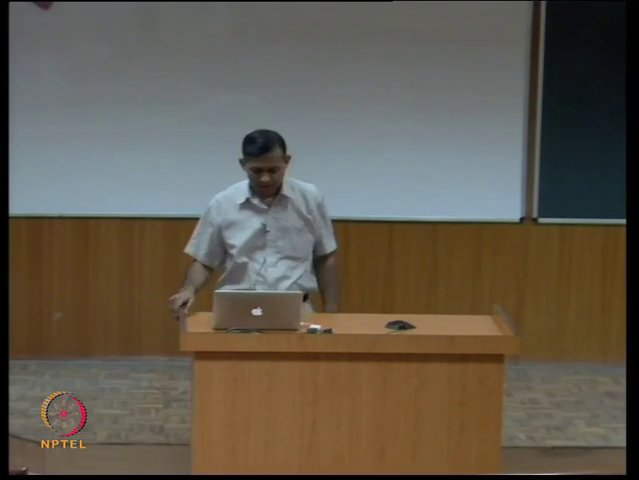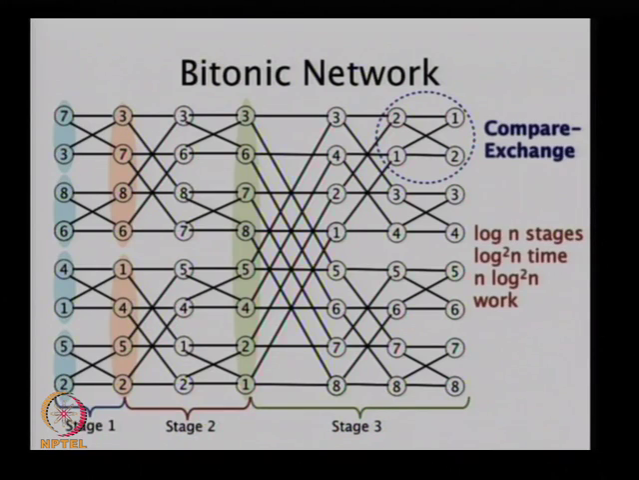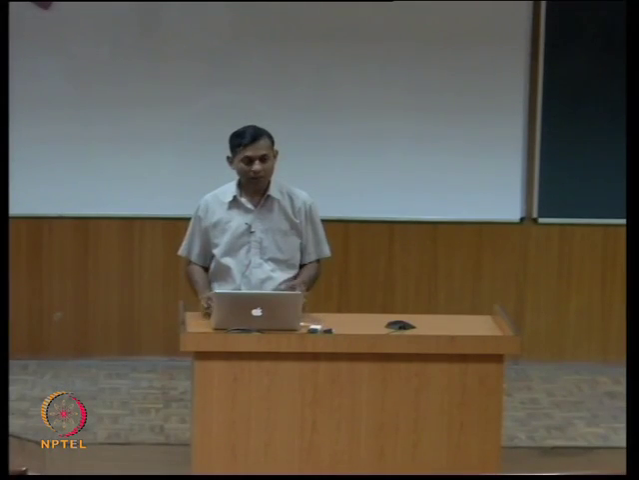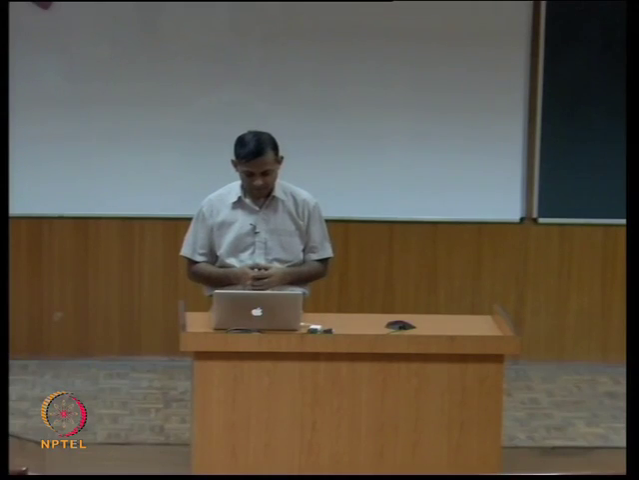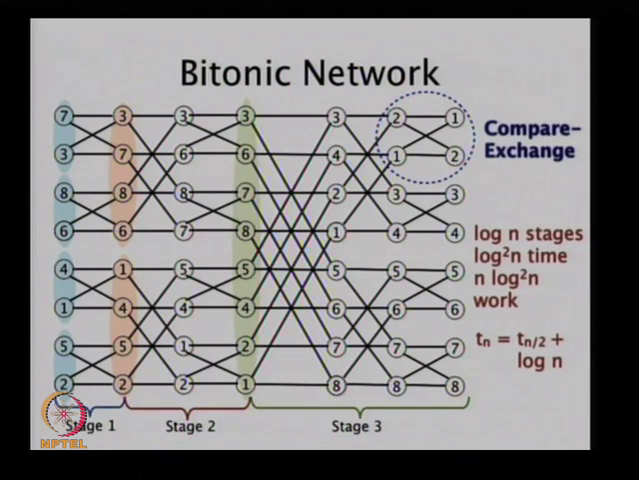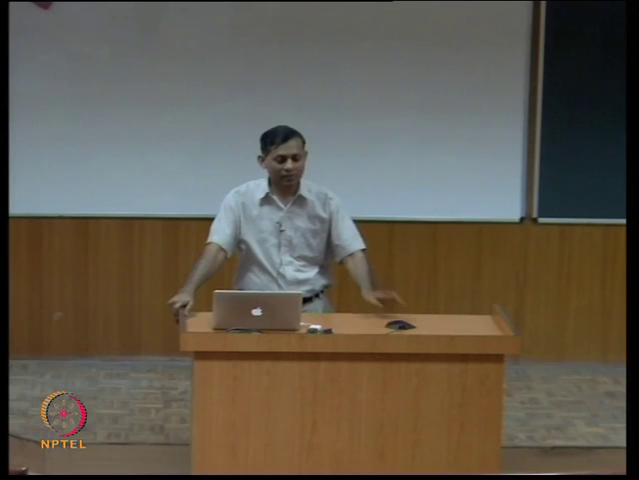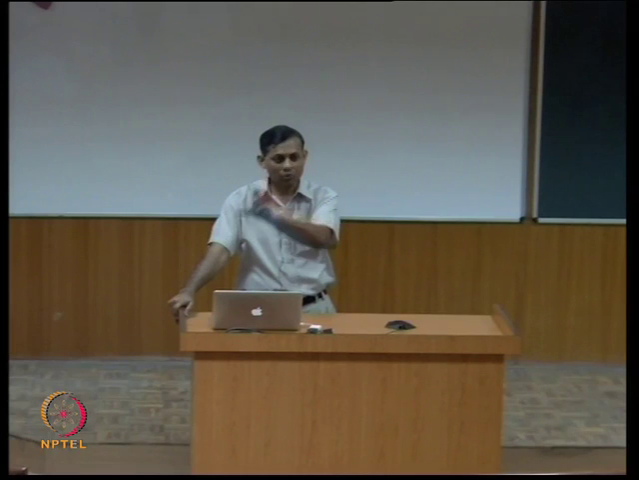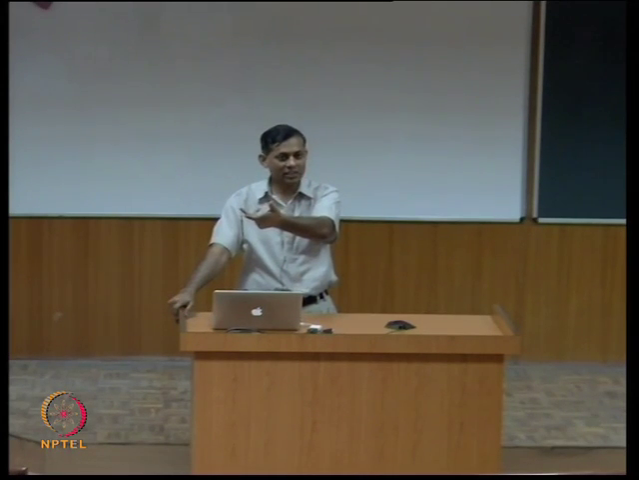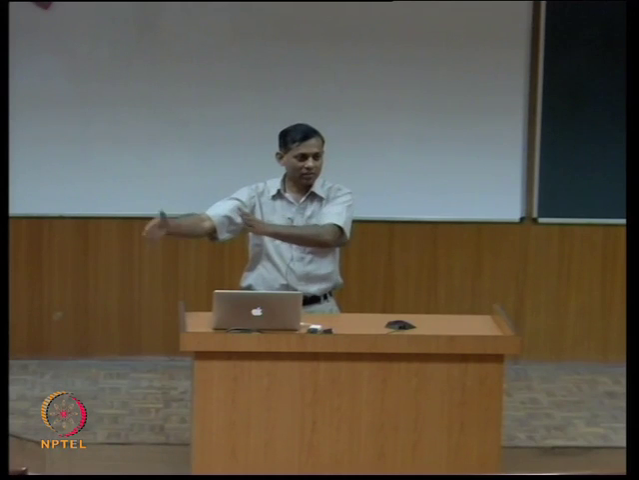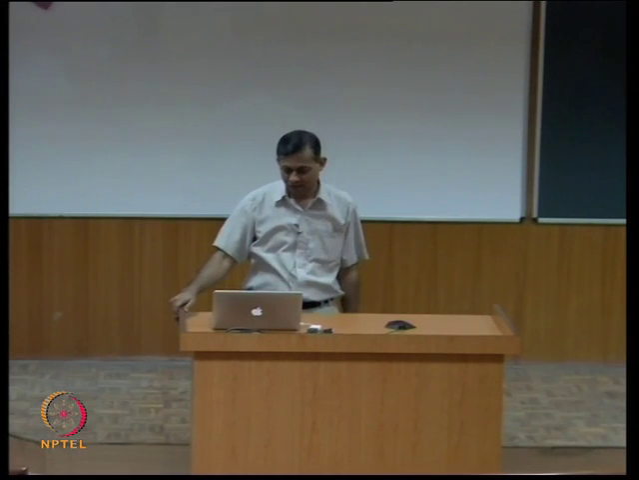Okay. Let's stop here. If there are any questions on bitonic sorting, and in fact, let me go through the end of it. You can also see this as a recursive recurrence relationship. The time to sort n things is the time to sort n by 2 things, plus log n additional stages to sort the final bitonic sequence. Then you can solve this and get the same result.